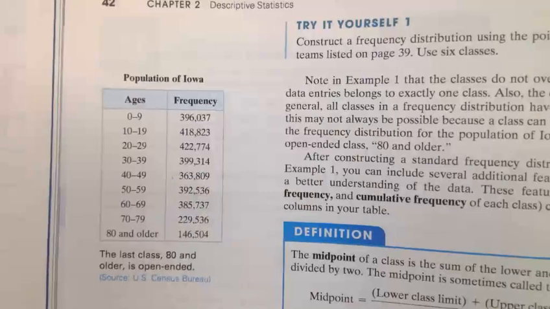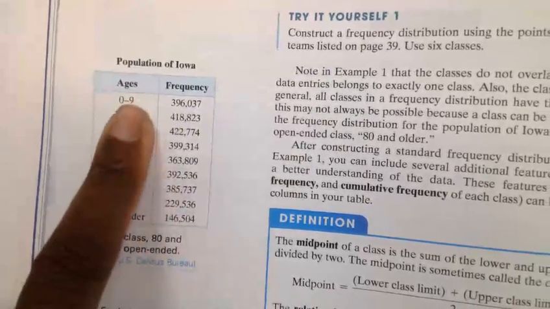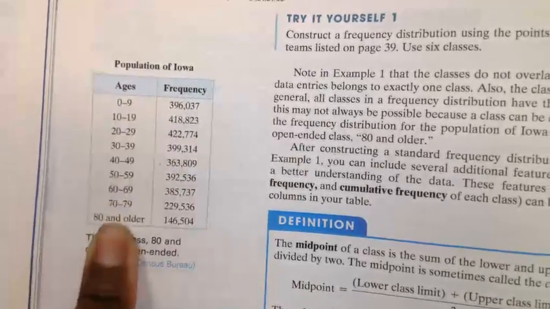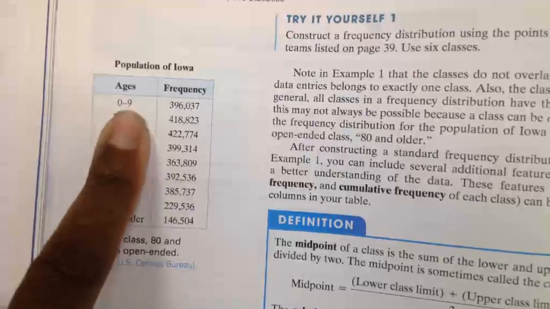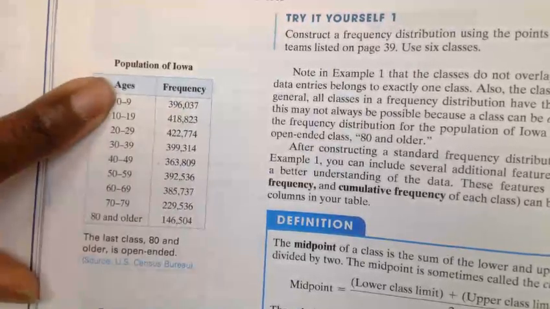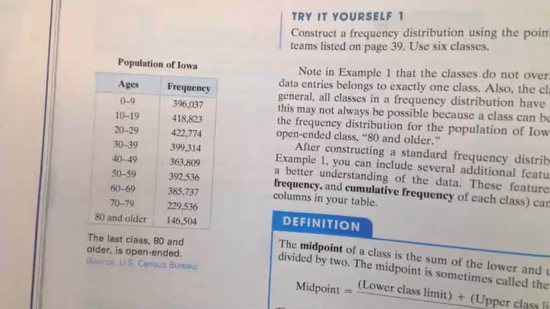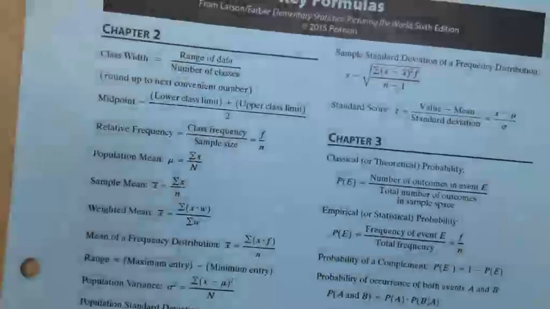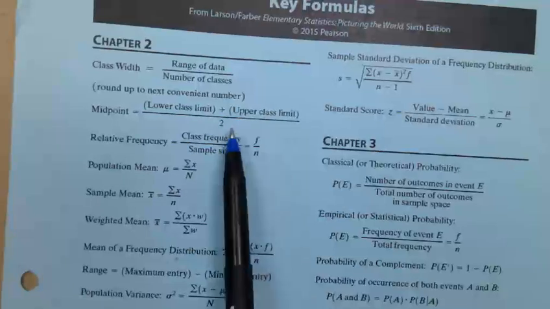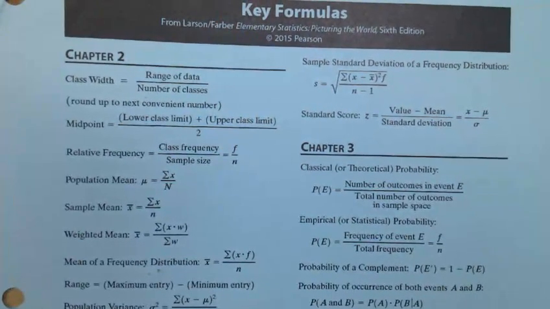So, for instance, this is 2.1 in the book if you want to go to it. This is a frequency distribution. We have our classes, which have a lower number, an upper number, and then frequency. So your lower class limit is this number, upper class limit is that number. When we're looking at the formula, that will be 0 plus 9 divided by 2. That's your midpoint.